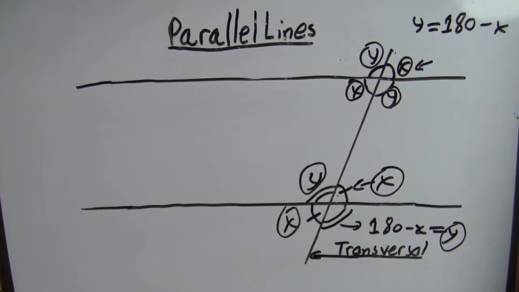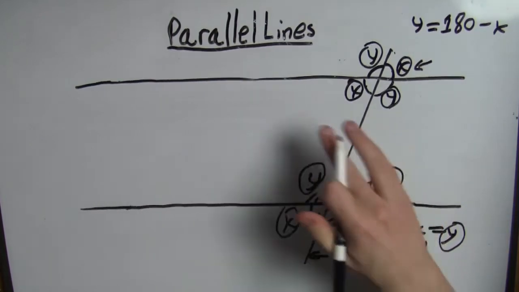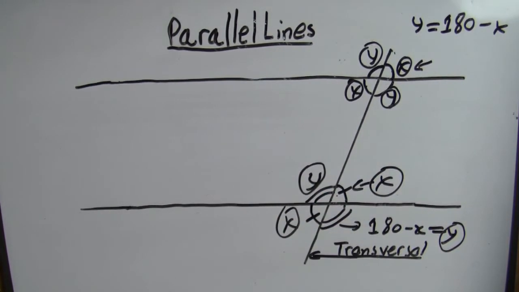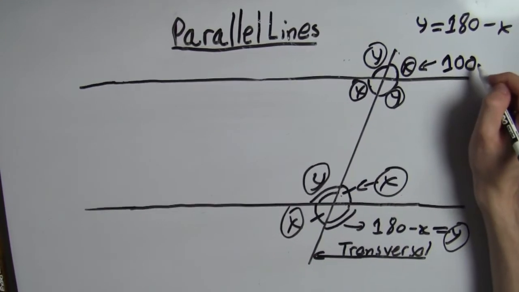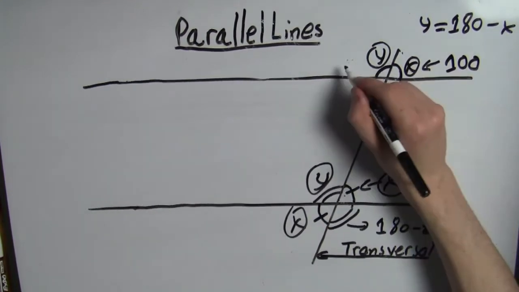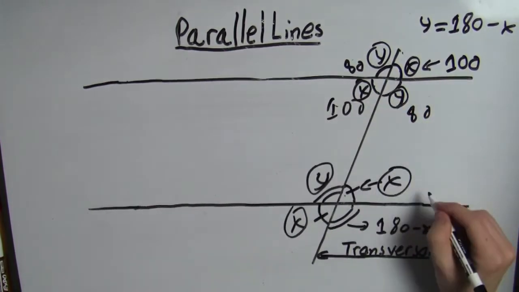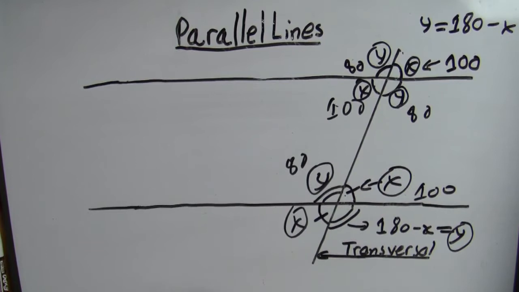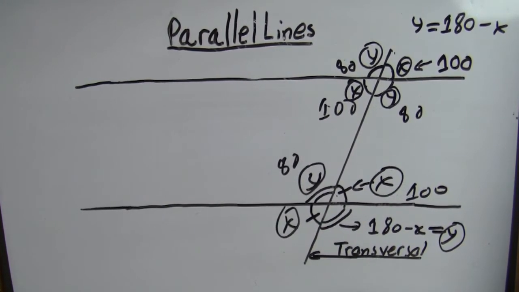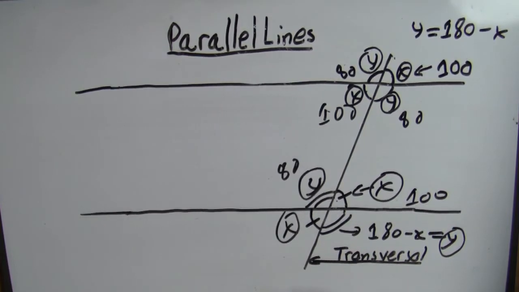And what makes this so powerful is all you need is one value anywhere, and we can find every measurement for every angle on these pairs of lines. So if I say x is 100, well, y is 80, which means this is 80, this is 100, and this is 100, and this is 80, and so on and so forth, until we find the measurement of every single angle in this structure. Which is really good, because it means we can solve a whole ton of problems.